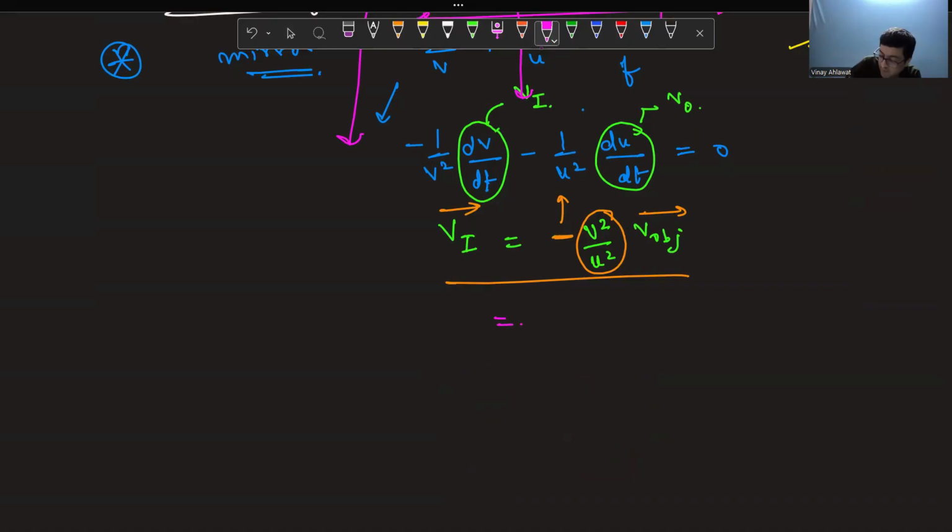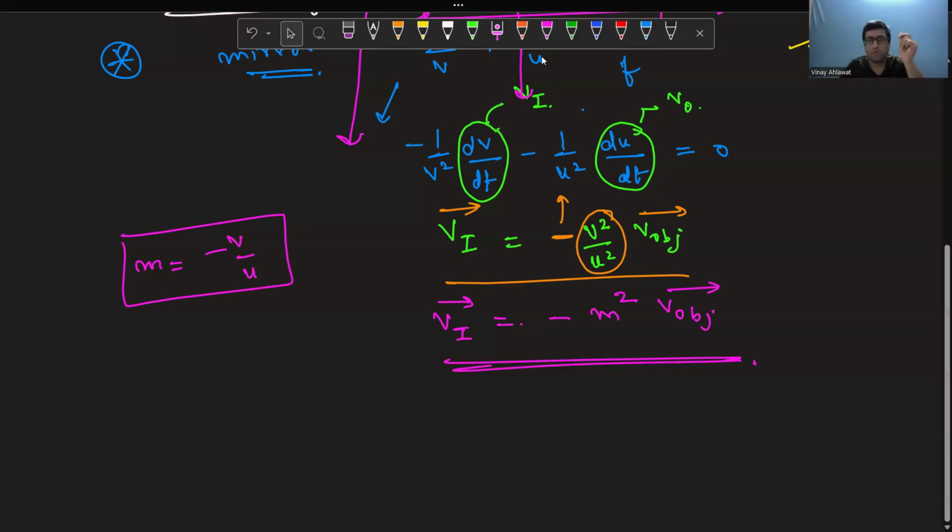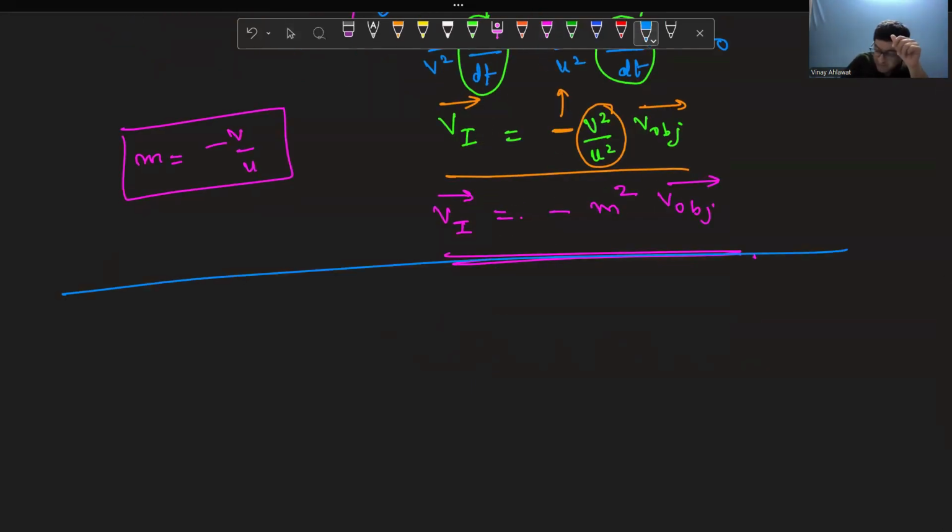Moreover, your minus v by u was magnification. So v square over u square. So this kind of a formula: velocity of image is minus of m square into velocity of object. Agreed? Yes, sir. What if I want to differentiate the lens equation?